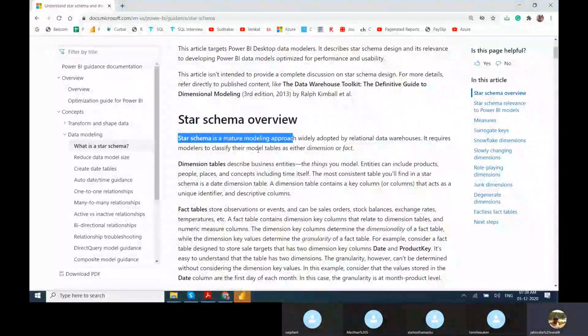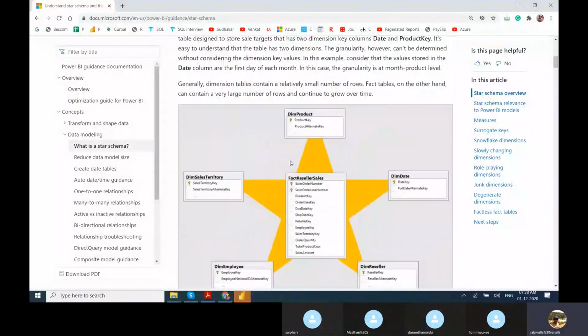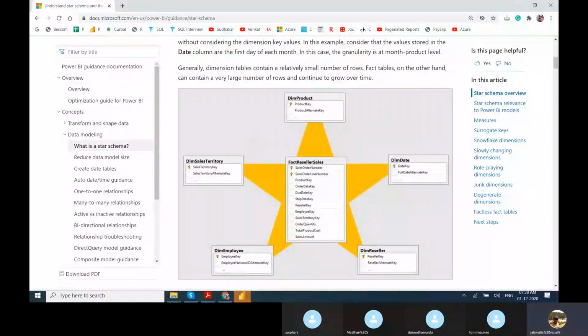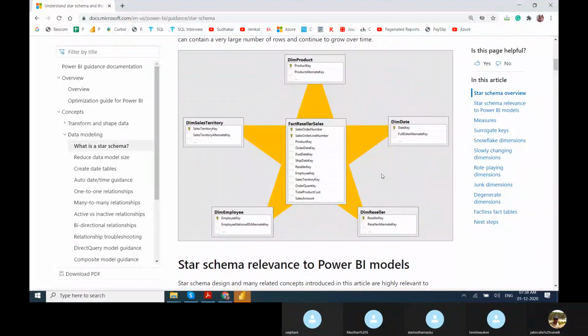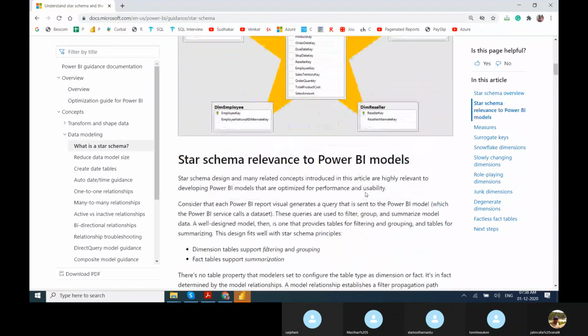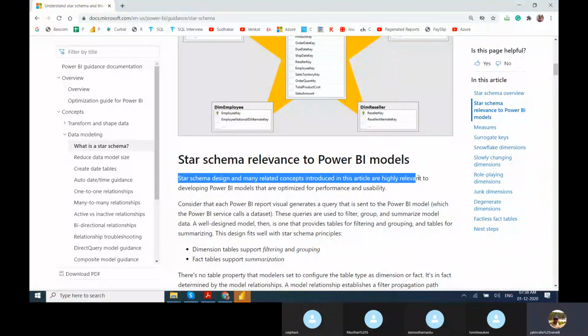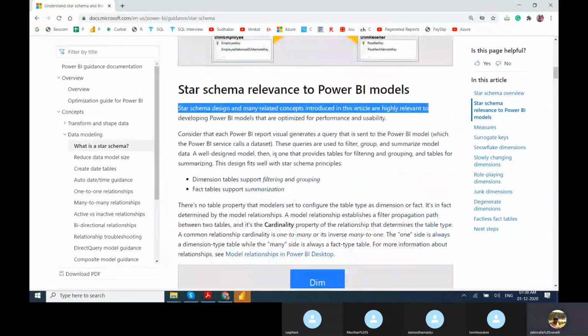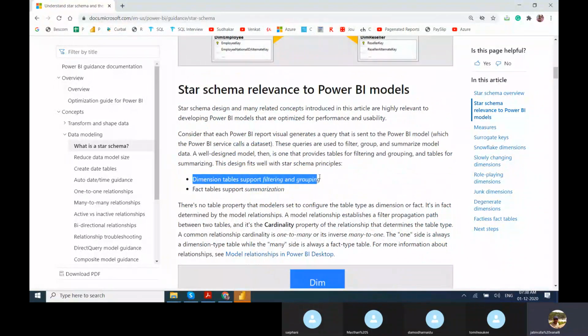Star schema is a mature modeling approach widely adopted by relational data warehousing tools. Okay. So here in star schema, there is a fact table and surrounding dimension tables. Star schema relevance to Power BI models. Star schema design and many related concepts are introduced. Dimension tables support filtering and grouping. Okay.